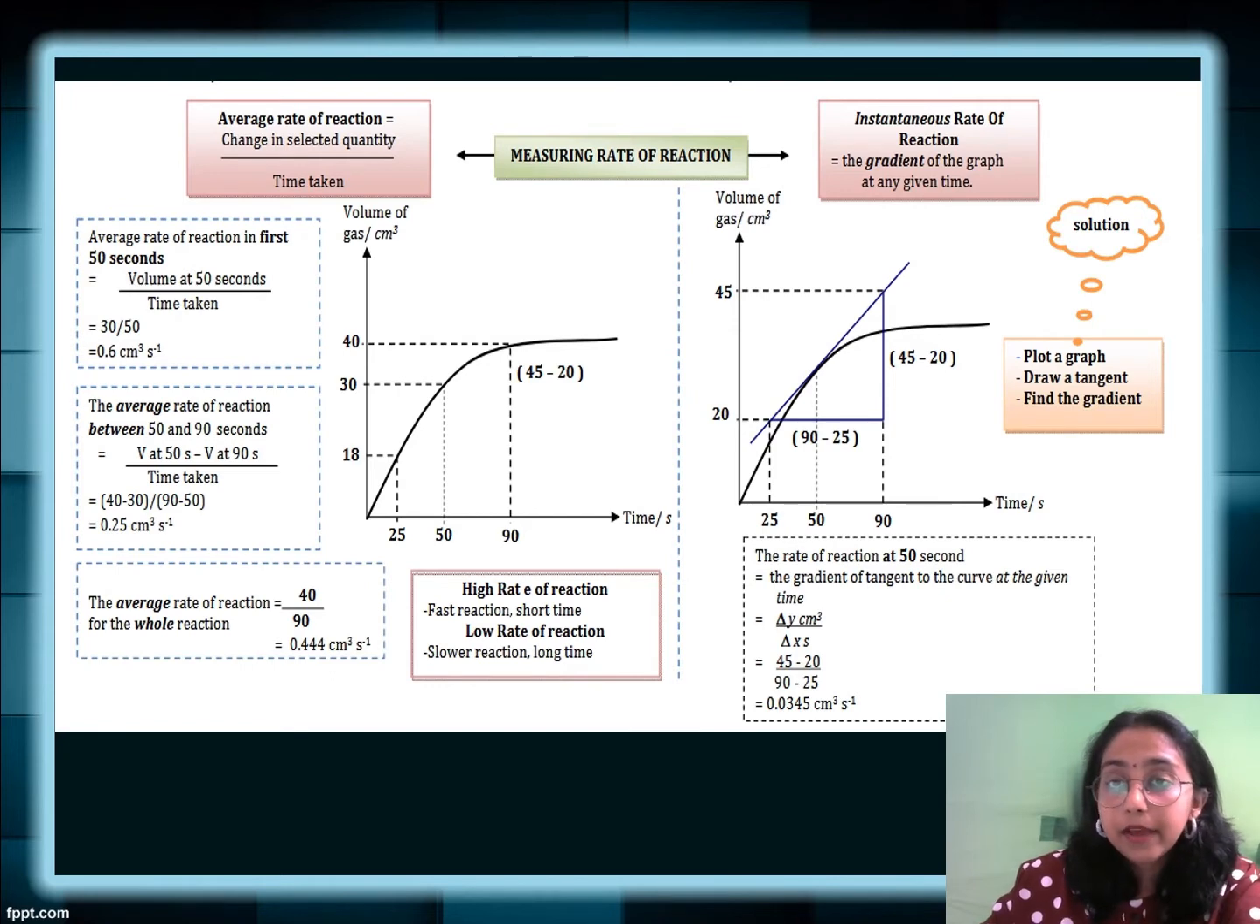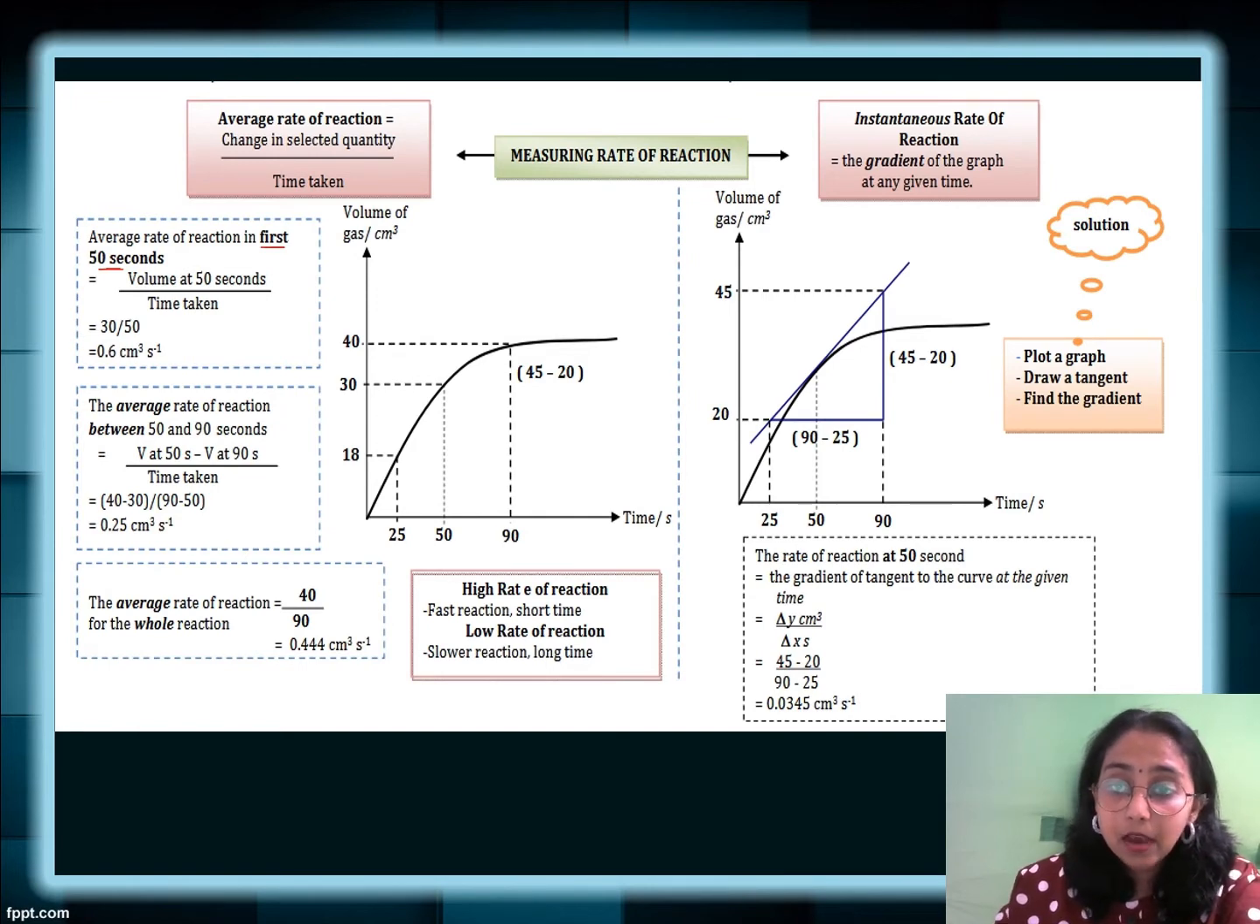When we talk about average rate of reaction, it is measured based on the change in the selected quantity per unit time taken. For example, as you can see here, the average rate of reaction in the first 50 seconds. When they say in the first 50 seconds, that means the time taken will be from 0 seconds up to 50 seconds. So the difference in the volume of gas collected from 0 seconds to 50 seconds will be divided by the time taken.